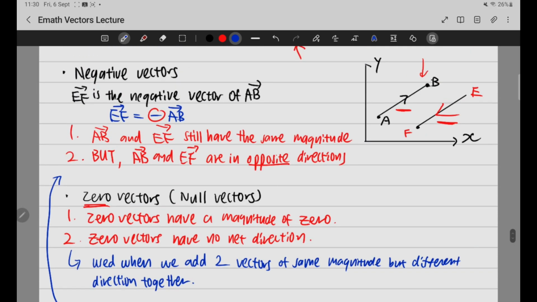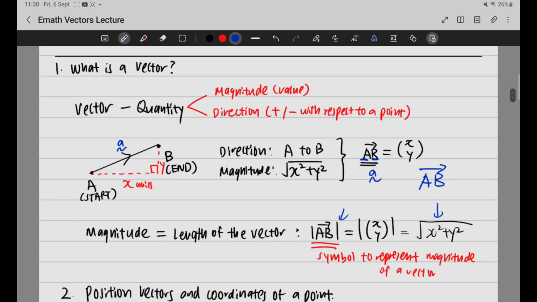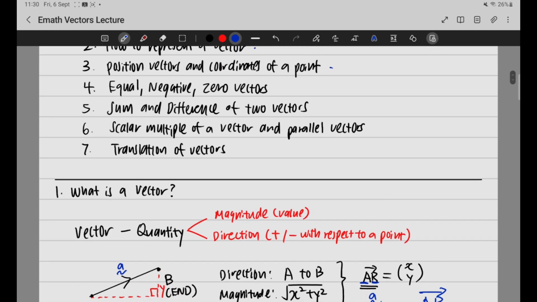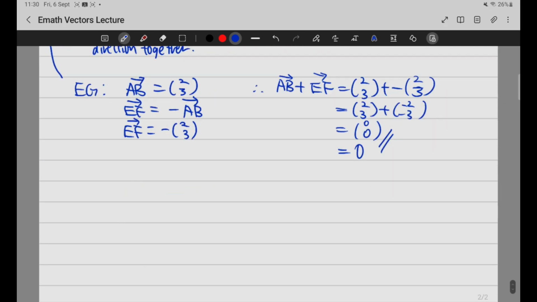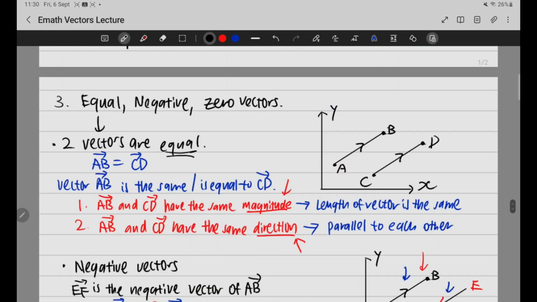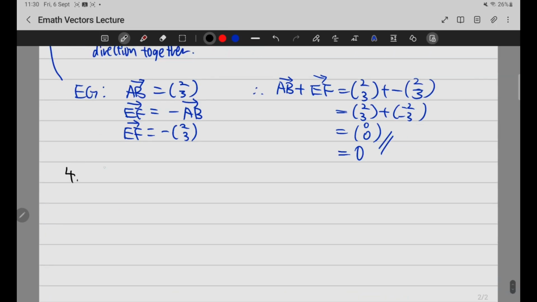So essentially, if you take this plus this, you get no more vectors. You get 0. Your vector is (0, 0). Okay, so that covers negative and zero vectors. Now, moving on, the next one will be addition and subtraction of vectors. So the next section will be the sum and difference of vectors. I'm going to write the sum one over here and then the difference here.